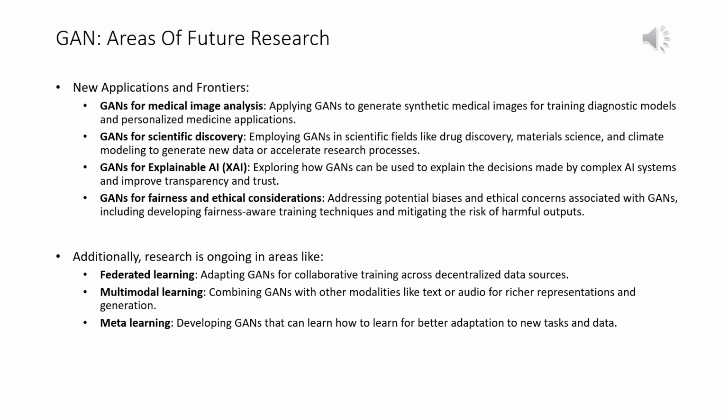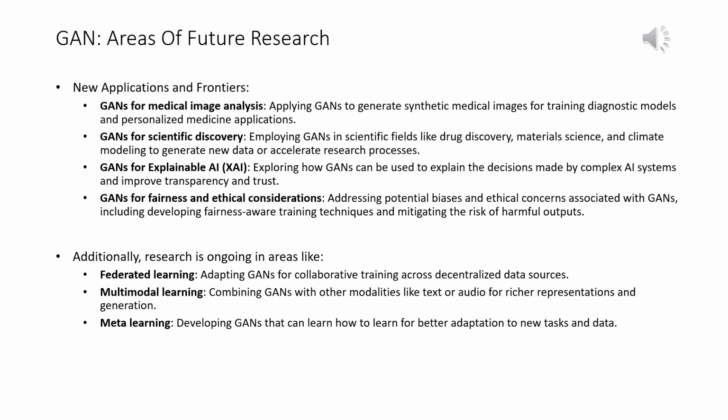GANs are very, very powerful, and therefore they can be used in new applications and frontiers, and have opened many areas of research. For instance, GANs can be used for medical image analysis, applying GANs to generate synthetic medical images for training diagnostic models and personalized medicine applications. GANs can also be used in scientific discovery, employing GANs in scientific fields like drug discovery, material science, and climate modeling to generate new data or accelerate the research process. GANs can also be used in explainable AI, or XAI, exploring how GANs can be used to explain the decisions made by complex AI systems can improve transparency and trust.